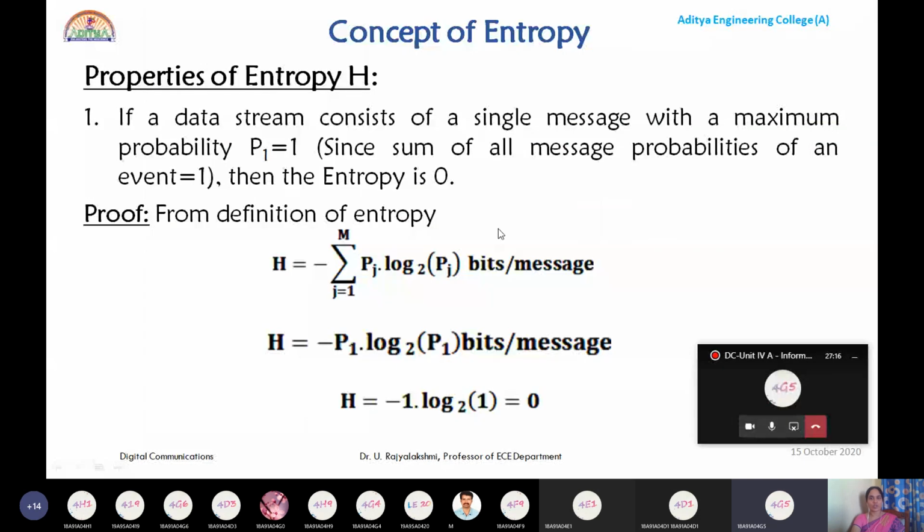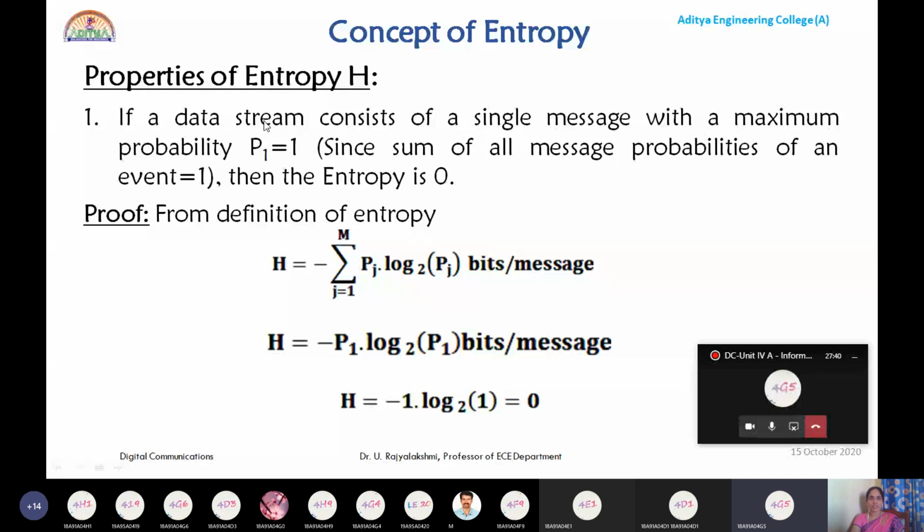Yes, ma'am. Okay, continue. If a data stream consists of a single message with a maximum probability P1 equal to 1, since sum of all messages probability of an event equal to 1, then the entropy is 0. Entropy is 0. Okay, very good.